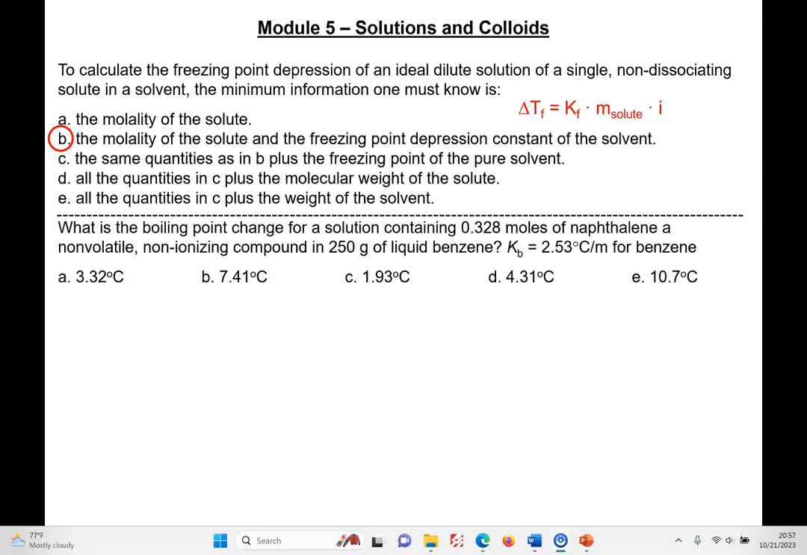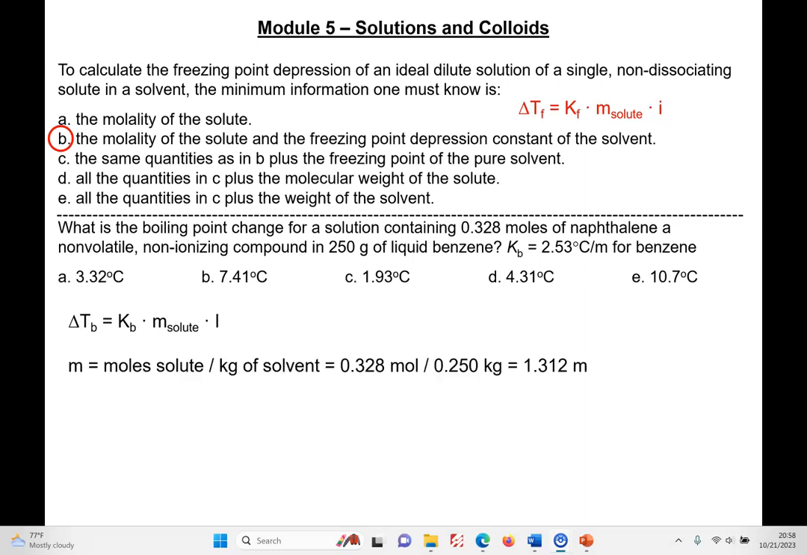What's the boiling point change for a solution containing 0.328 moles of naphthalene, which is a non-volatile, non-ionizing compound, in 250 grams of liquid benzene, and they give us Kb for benzene. Naphthalene is a non-volatile, non-ionizing compound, so i is 1. So we know that our boiling point elevation equation is very similar to the freezing point depression, except we use Kb instead of Kf.